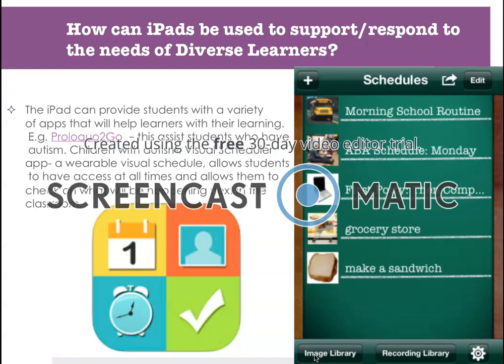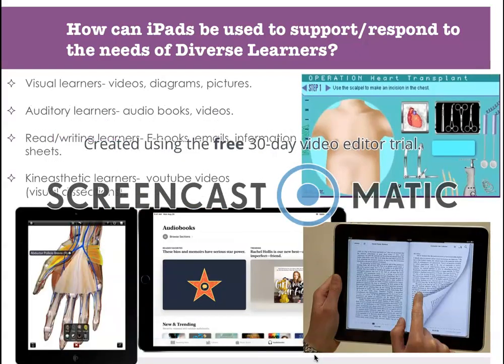So the iPad can provide students with a variety of apps that can be used to help learners with their learning. For example, for children with autism, the Children with Autism Visual Scheduler app is also beneficial as it provides students with wearable visual schedules, allowing them to have access at all times and check on what's happening next in the classroom. The iPad can also assist with a range of diverse learners.